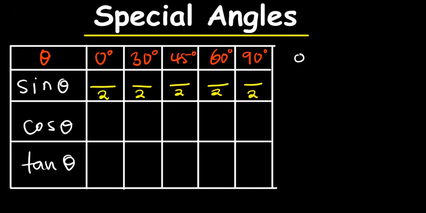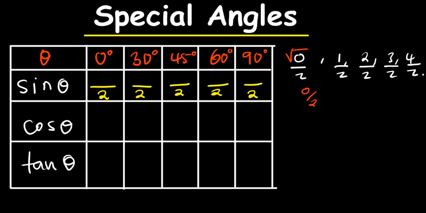So it's 0, 1, 2, 3, 4. Now since we are dividing everywhere by 2, you are now getting the square root of the numerator. So the square root of 0 becomes 0 over 2. So 0 divided by 2 becomes 0, meaning that here the answer is 0.